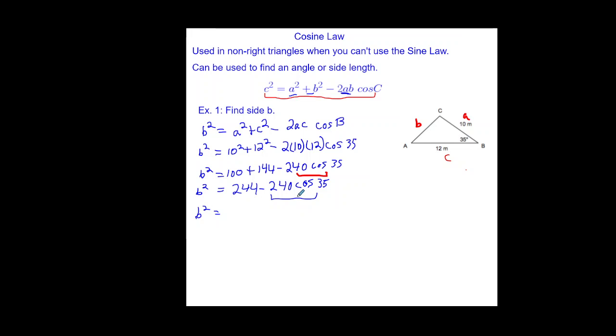So from here, we can go to our calculators. I'm going to just rewrite this 244 so I don't forget about it. We'll go to our calculators. We'll do 240 times the cos of 35. And that will give us 196.59 approximately.